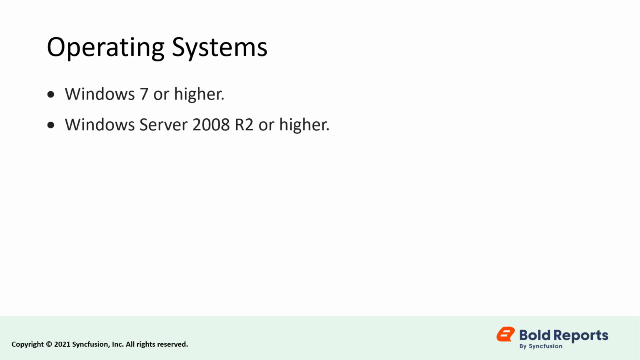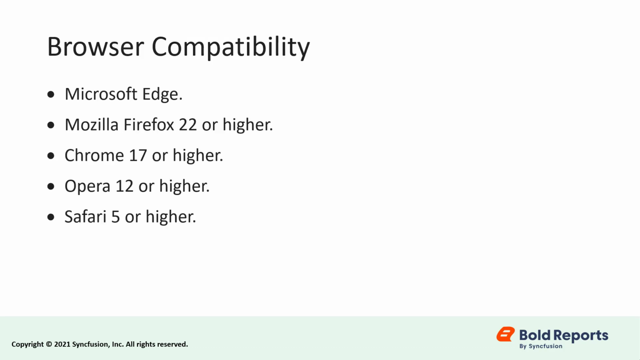The operating systems that can run embedded reporting are Windows 7 or higher, and Windows Server 2008 R2 or higher. The browsers that support embedded reporting are Microsoft Edge, Mozilla Firefox 22 or higher, Chrome 17 or higher, Opera 12 or higher, and Safari 5 or higher.